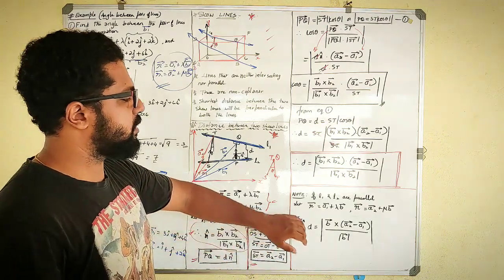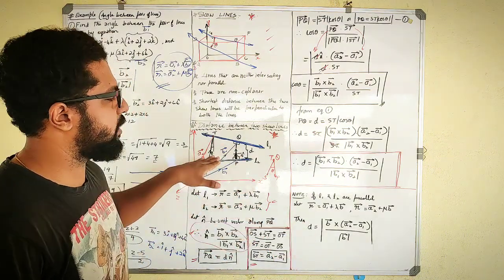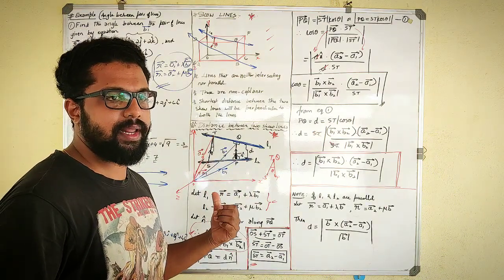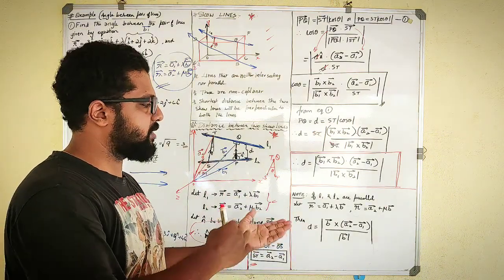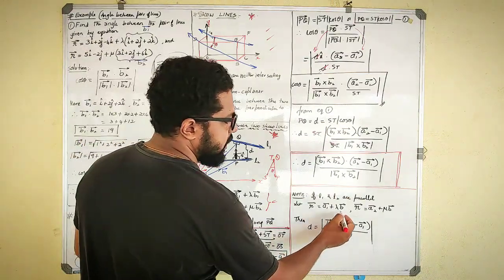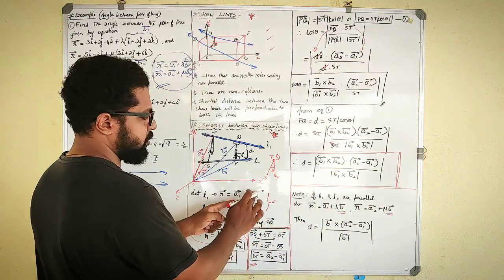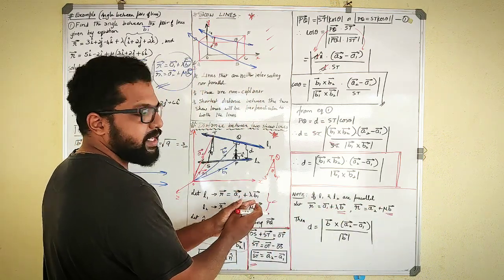Then there is a small note based on the same derivation. What if the two lines were parallel? Previously I said the lines are non-parallel and non-intersecting. Now let me assume that these two lines are parallel. For parallel lines, the direction vectors B1 and B2 will be the same itself.